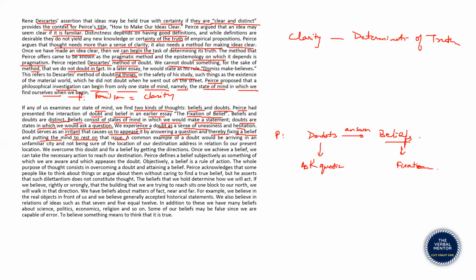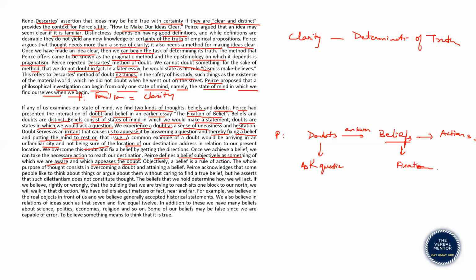What next? Common example of doubt would be arriving in an unfamiliar city and not being sure of the location of our destination address in relation to our present location. We overcome this doubt and fix a belief by getting the direction. Once we achieve a belief, we can take the necessary action. So from belief spring actions.